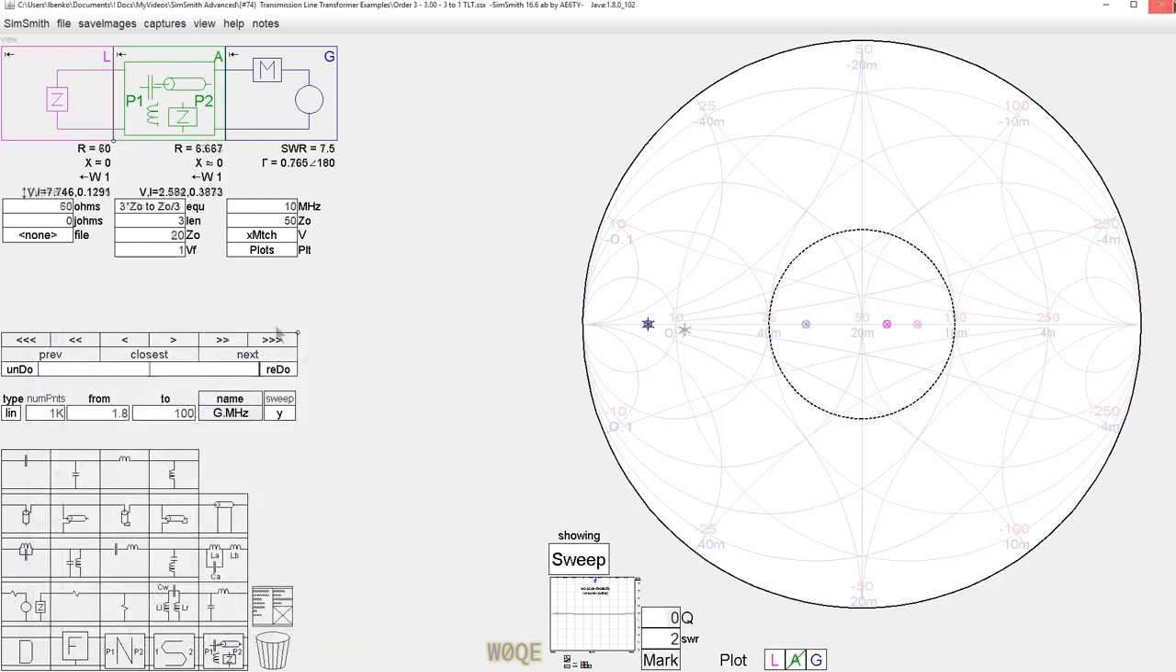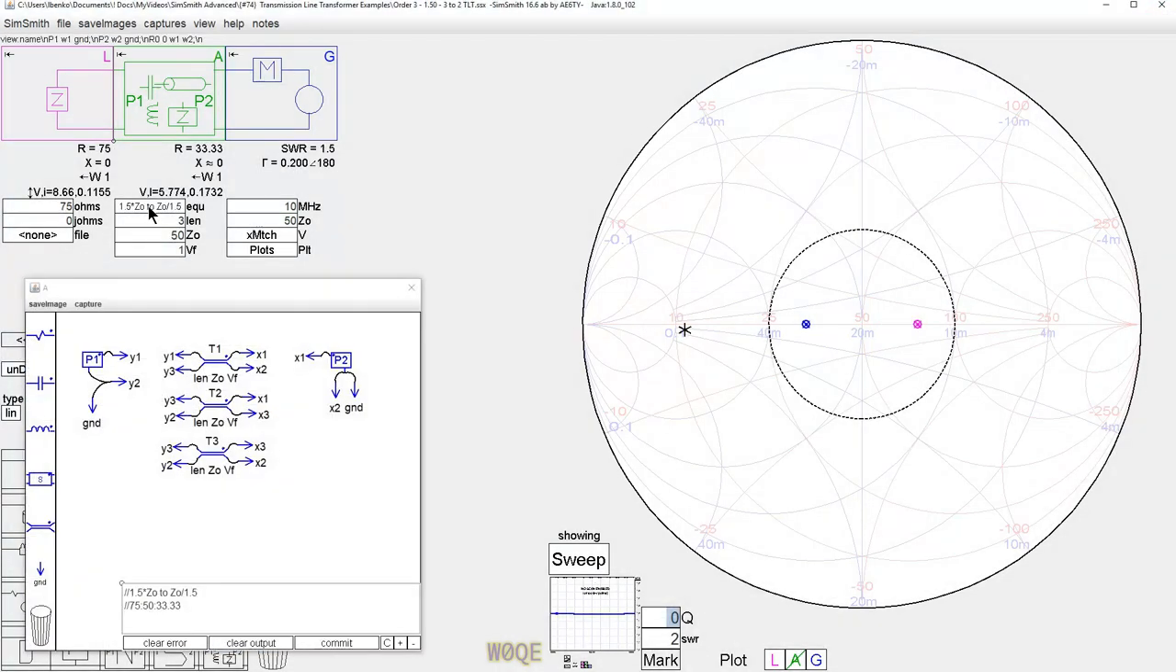The next one is again an order 3 transformer with three different transmission lines in it, but the first transmission line is connected across the load, across the generator. The second one and the third one are put in series and then connected across the generator. So what we see here is this first transmission line having, say, a voltage and current in it relative to Z naught.